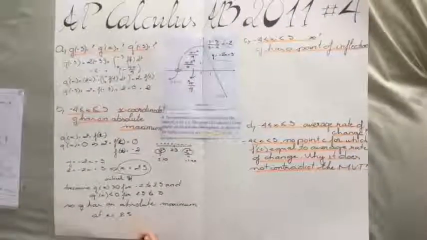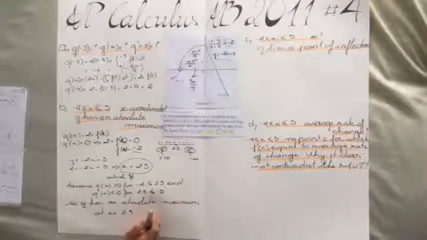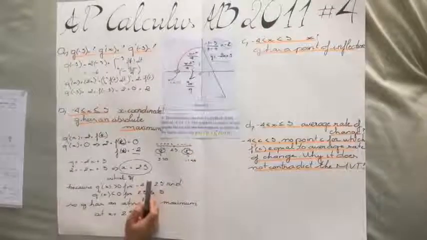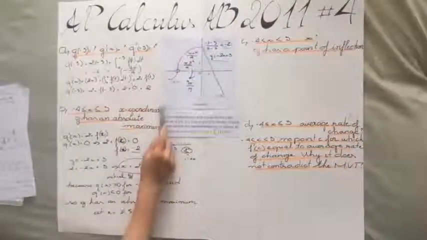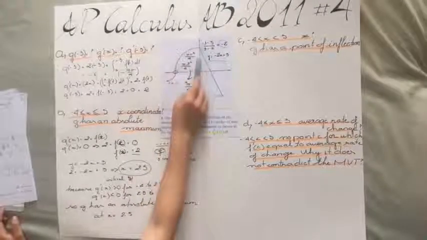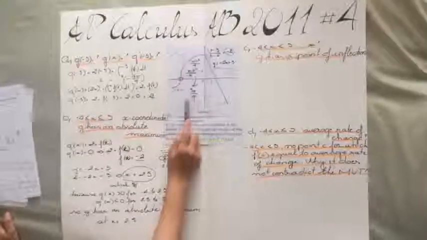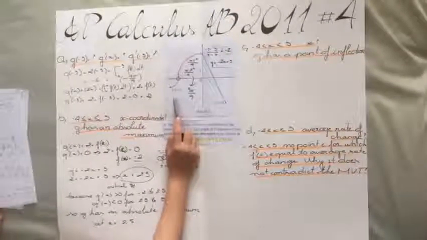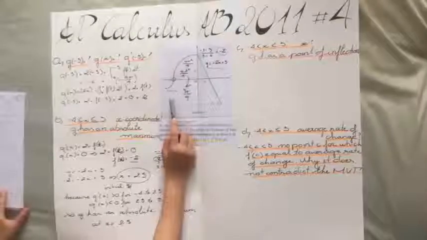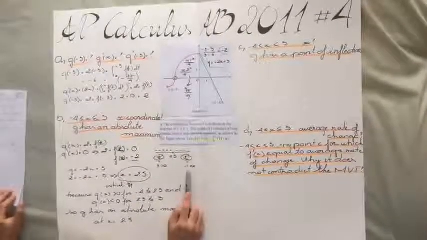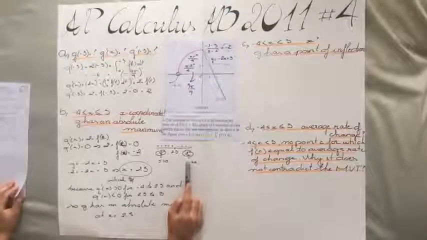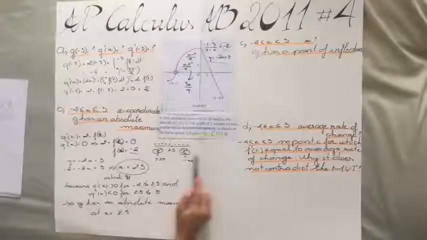Just so you know, when we talk about the absolute maximum, we also want to check the endpoints. But in this problem, it's obvious that -4 is not going to give us the maximum because the area under the curve from 0 to -4 will be a negative area. And we already tested the other endpoint, which is -1, and it's not going to be a maximum either. So now let's go to part C.